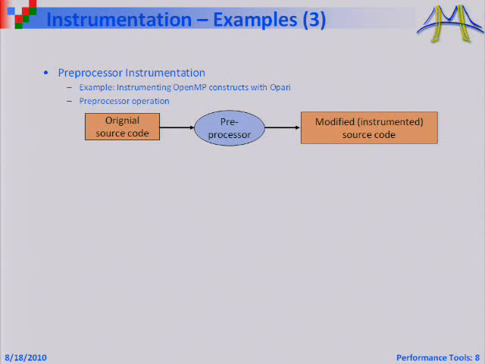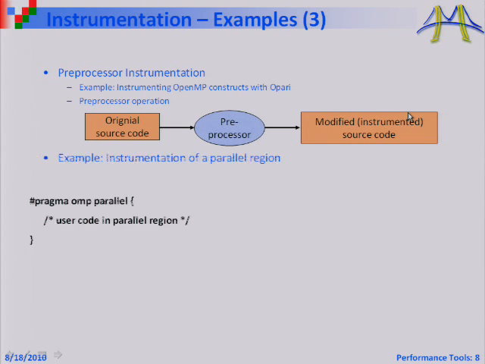All right, another example for preprocessor-based instrumentation. So a preprocessor takes your original source code, passes it through the preprocessor, and then you get out a modified or instrumented source code. And here's an example of how this looks for OpenMP. So you might have a very simple OpenMP parallel region where you just have this pragma omp parallel, and then you have some user code inside.